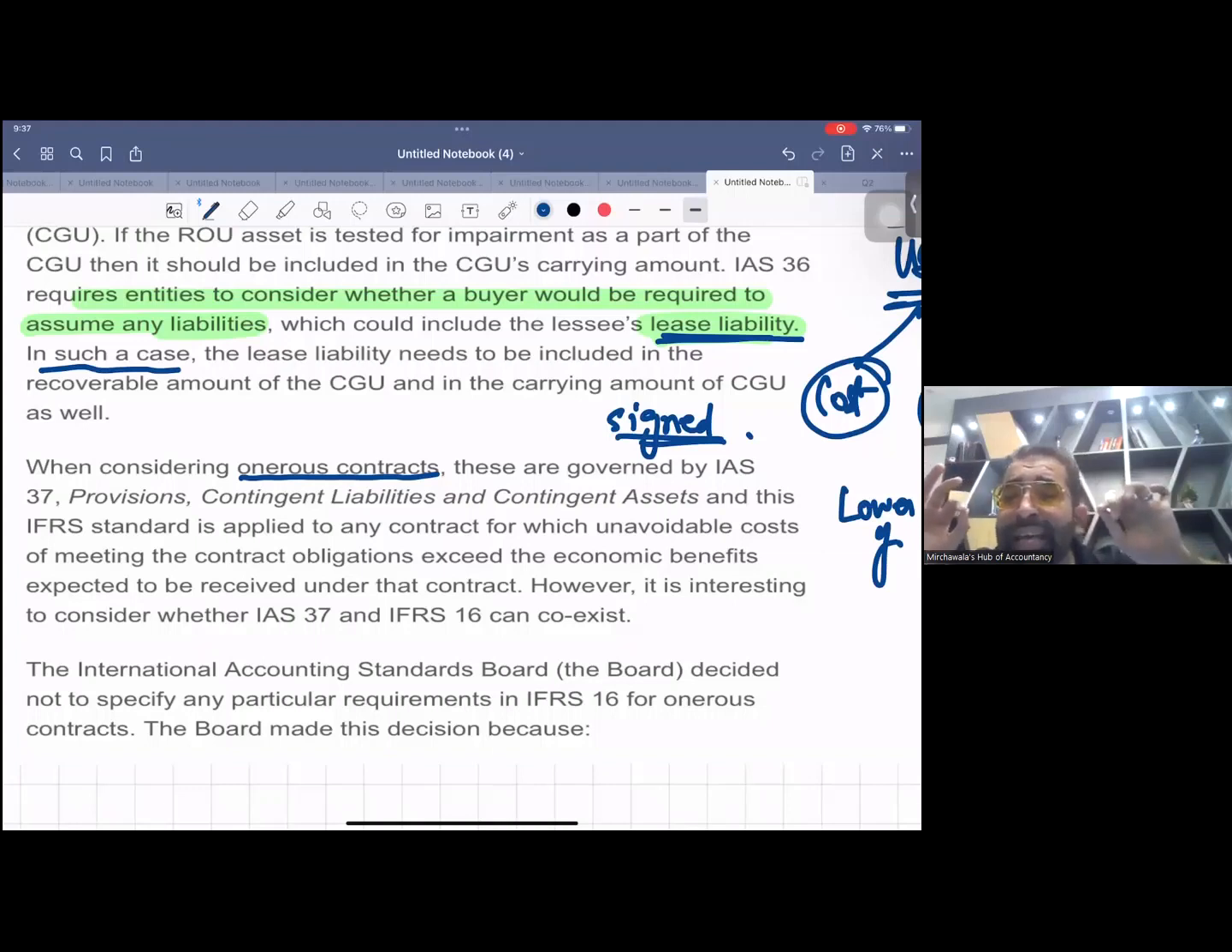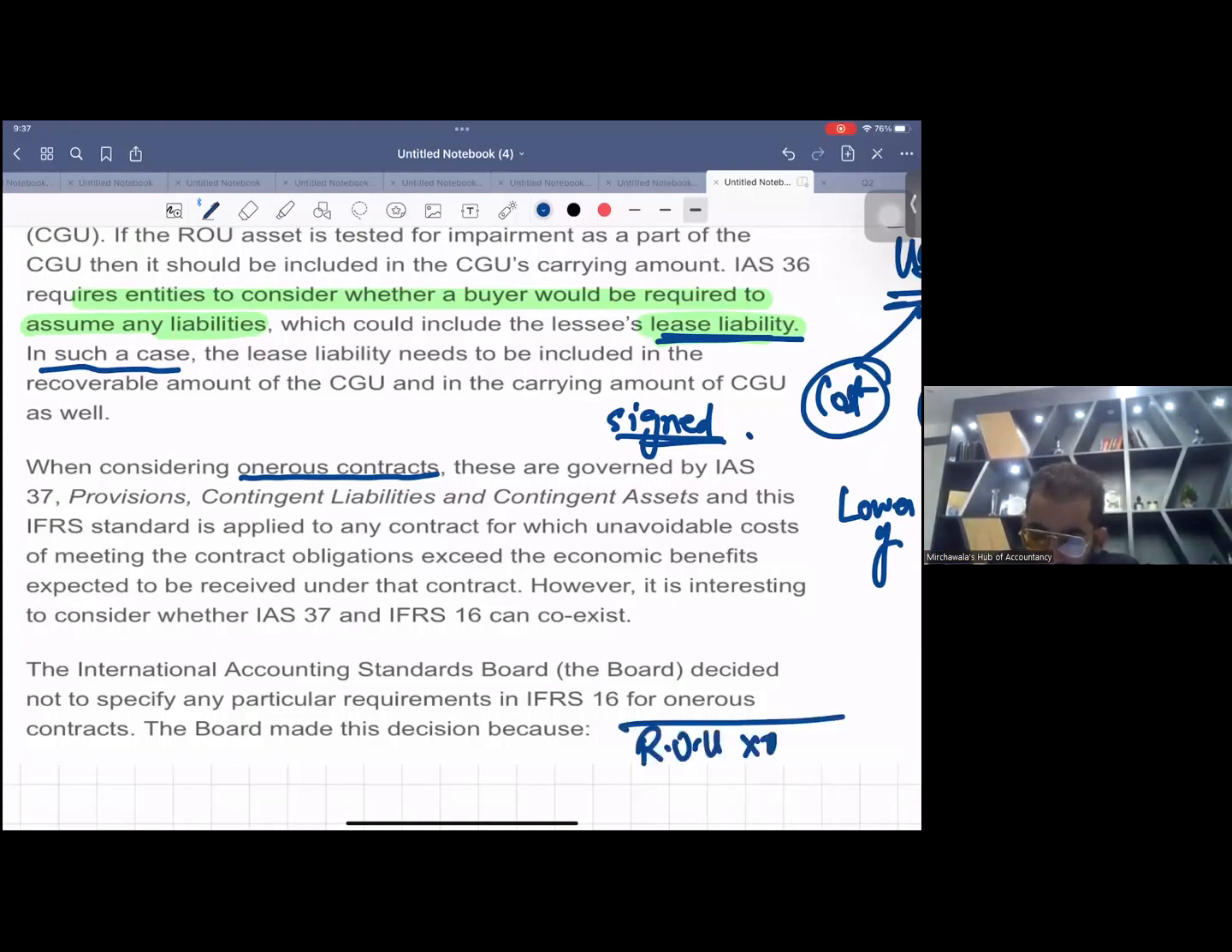This treatment was perfect for the lease agreement when there was no IFRS 16. But now what the latest IFRS 16 says, even if it's a 2-year or 3-year lease, you still book ROU debit.